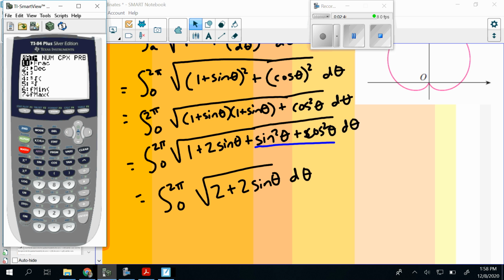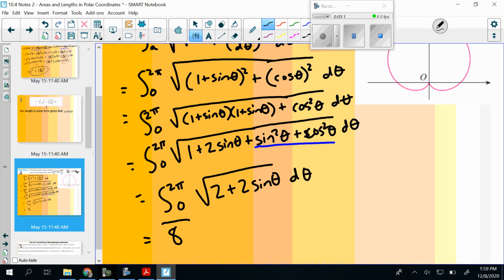So if we go math, integral here, we're integrating from 0 to 2 pi. I'm going to put the simplified one in here, so make sure you get the square root in there. Square root of 2 plus 2 sine theta. Make sure you're in radians when you do this. And we've got to do one last thing, get that last theta in there. And it looks like this one's going to evaluate to 8. So the length around that cardioid is 8.